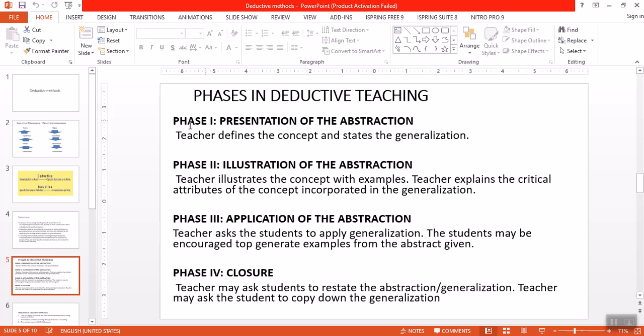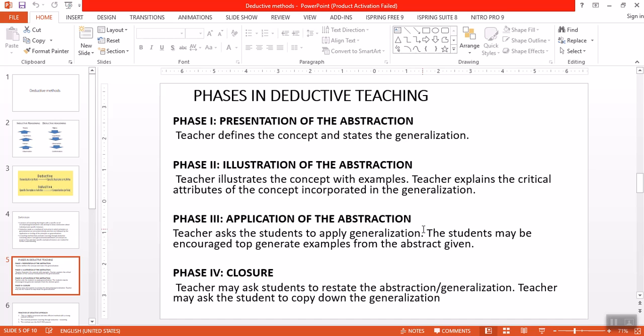If we look at the different phases, phase 1 is the presentation of the abstract. So teachers try to define a certain concept and generalization in the beginning, in the start of their lessons. Then phase 2 is illustration of the abstract. The concept needs to be explained, and then some of the critical characteristics used to describe this concept have to be expanded or illustrated in phase 2.